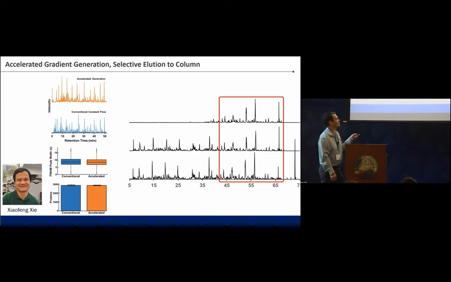Ryan, when you do the hyperplexing, you increase the number of precursors, and that has the potential of increasing co-isolation, but it may not increase it depending on how narrow the isolation windows are and how good the separation is. So I wonder if you have looked into that in your data, whether there is any increased co-isolation in hyperplexing.